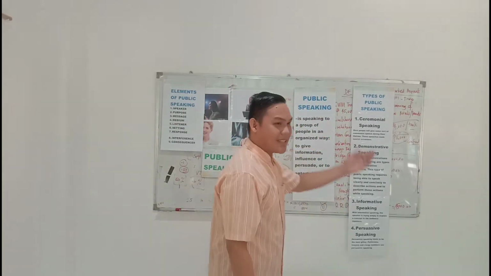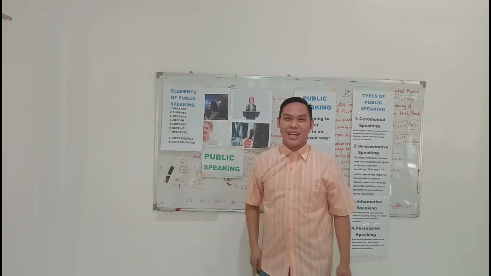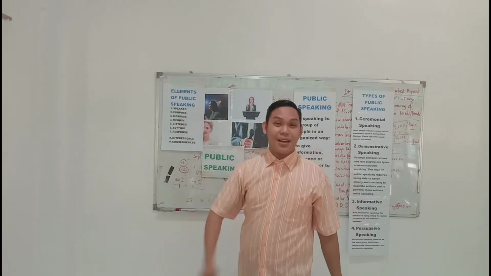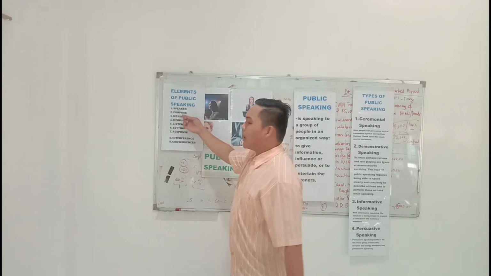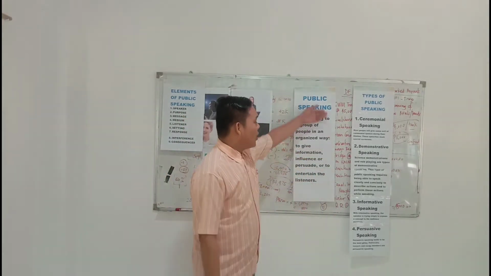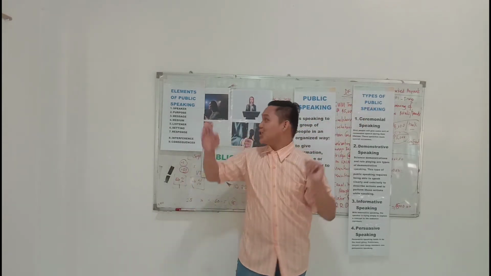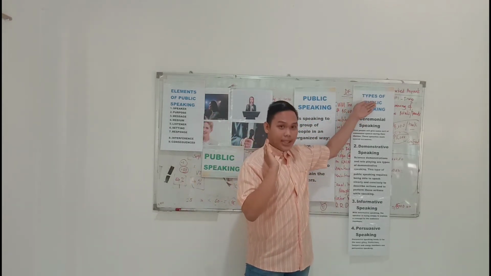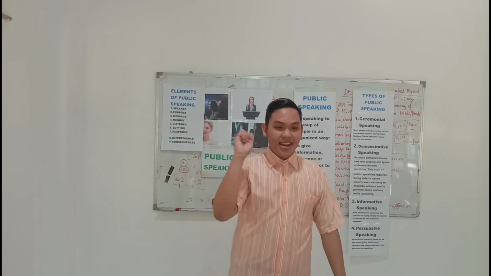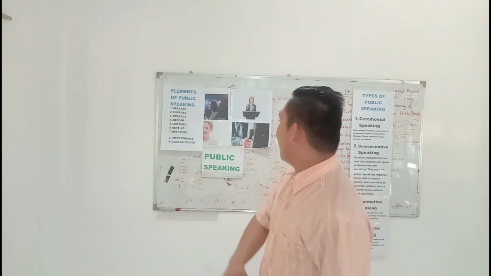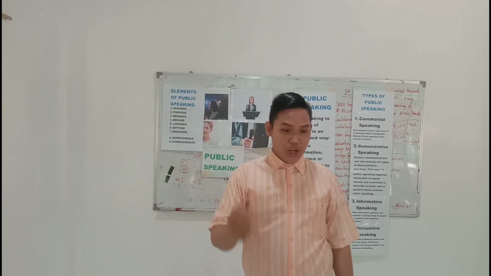We have the elements of public speaking. If we have types, we also have elements of public speaking. First is the speaker, the main actor. Next is purpose, which the types of public speaking are anchored to. For example, this speaking is anchored to the types of public speaking; that is the purpose. Next is the message, or the body of words, composed of the three types: to inform, to persuade, and to entertain your audience.